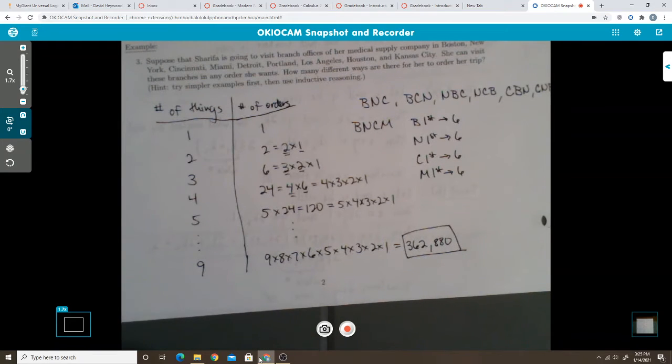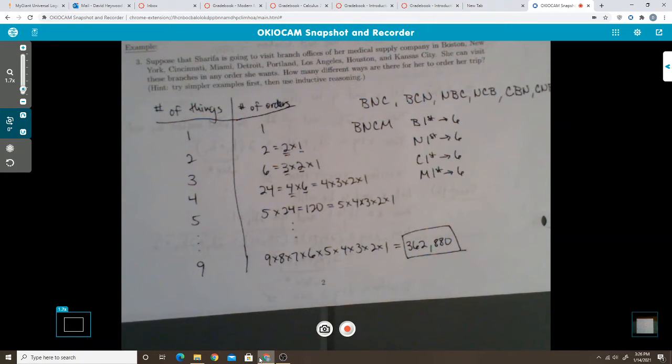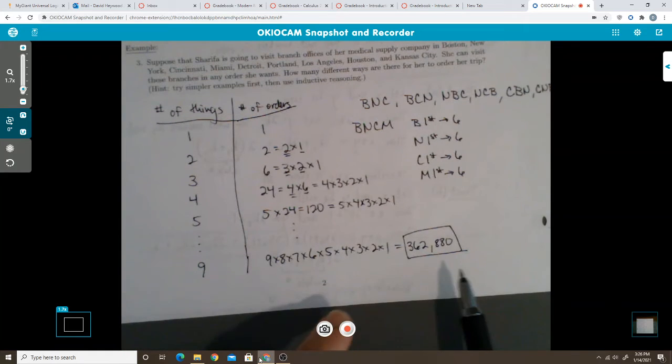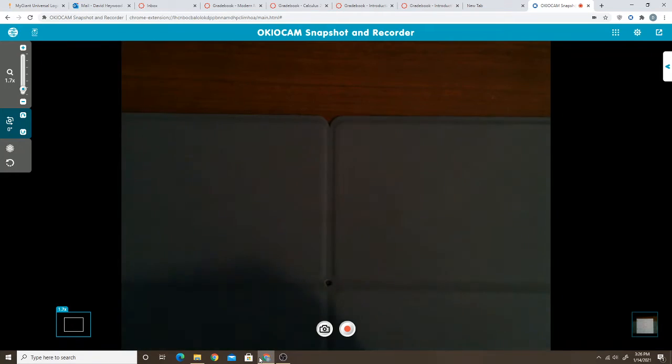Okay, now imagine if you hadn't done this inductive reasoning here. Imagine that you had just tried to list off all 362,000 possibilities. You would have been here for days just trying to list off all the different possibilities. It would take you a long, long time to do that. But instead, we can use some inductive reasoning, and we can get to this answer. By the way, there is a deductive way to get this same answer, but we won't go over it right now.